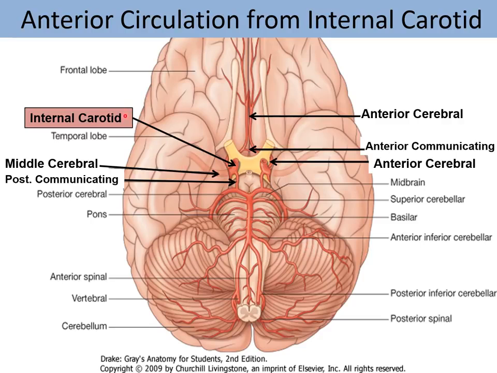The anterior circulation comes off of the internal carotid artery that we see here. And coming off of that internal carotid artery are the middle cerebral artery that you see right here, the posterior communicating artery, as well as the anterior cerebral artery that you see coming to the midline, and the anterior communicating artery that connects the two anterior cerebral arteries.